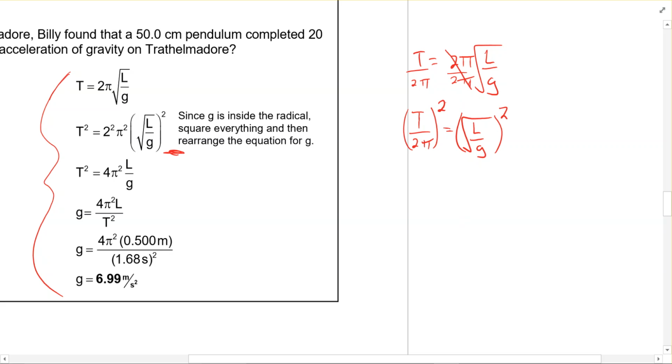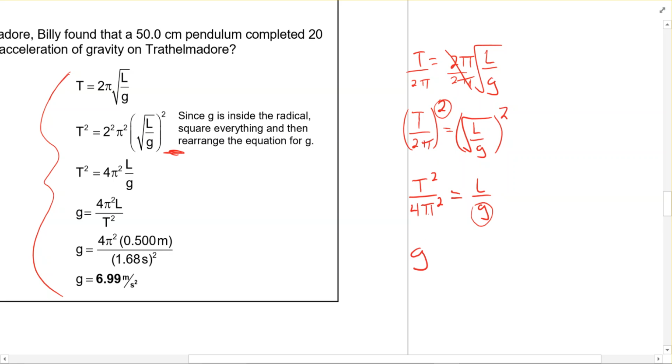So what I have left when I do that is T squared over 4 pi squared, right? Because the square here applies to everything inside. And that's going to be equal to just L over g. Now what I would do is move g up to the left side of the equation. I'm going to move it diagonally, so it's going to go up there.